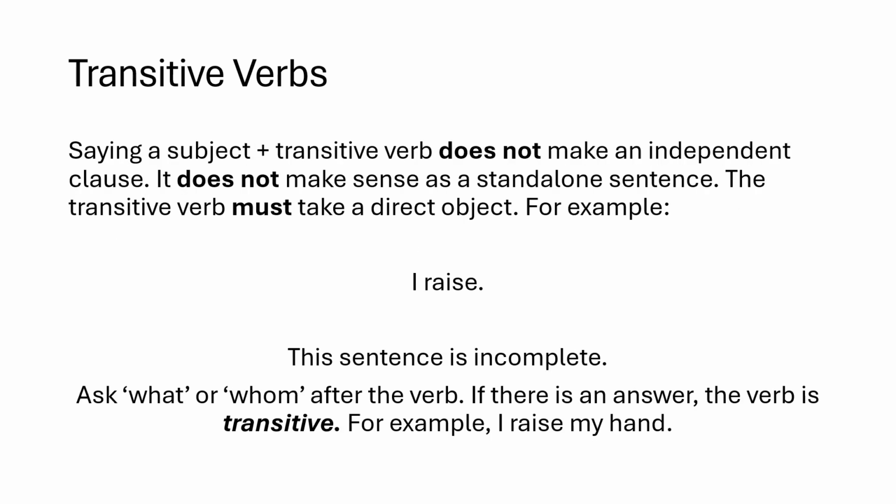Saying a subject plus a transitive verb does not make an independent clause. It does not make sense as a standalone sentence. The transitive verb must take a direct object. For example, I raise. This sentence is incomplete. Ask what or whom after the verb. If there is an answer, the verb is transitive. For example, I raise my hand.